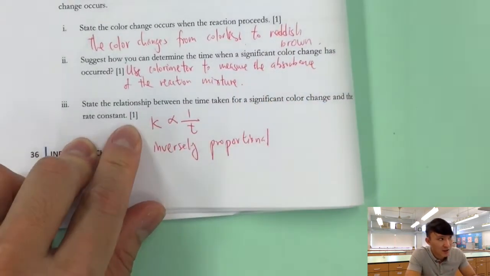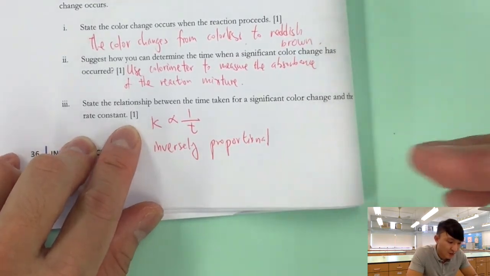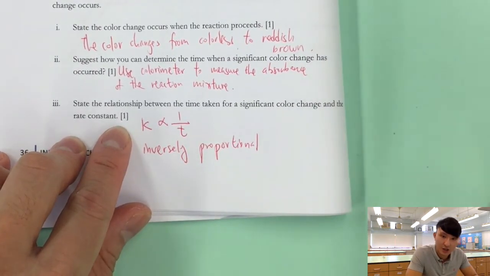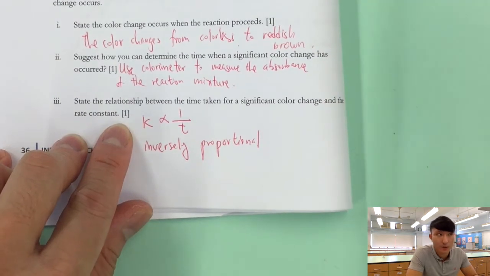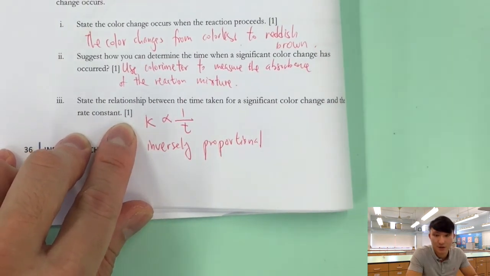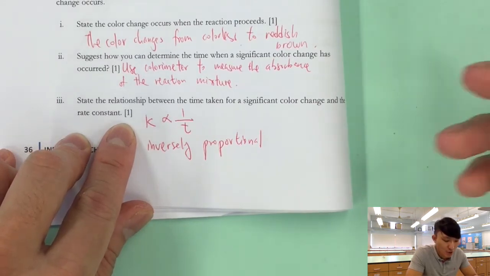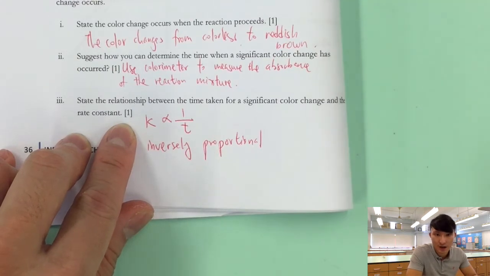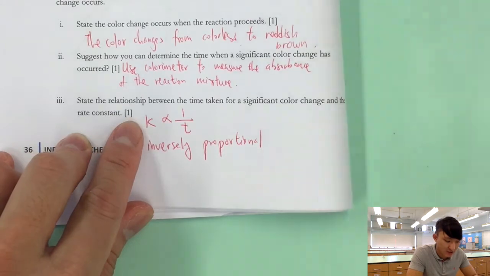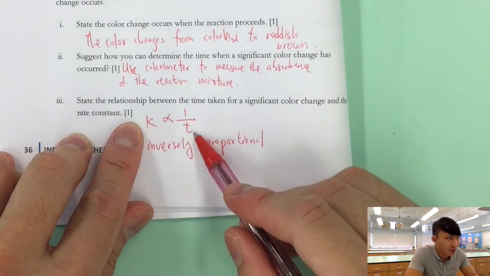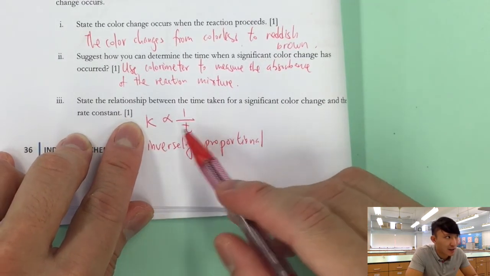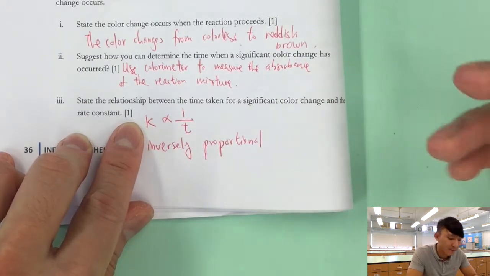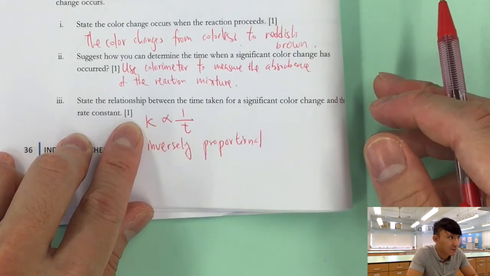Because the shorter the time it takes to reach a significant color change, a significant color change basically implies a certain amount of NO2 product being formed. So if it takes a shorter time to reach a certain quantity of product, that means the reaction should be fast, and therefore the rate constant should be large. So the shorter the time it is, if this one is small, then K will be large. Okay? So this is how it works.